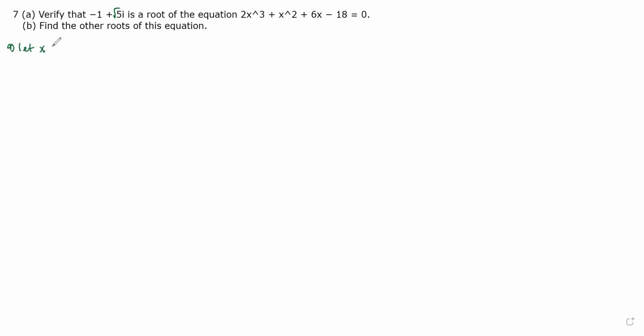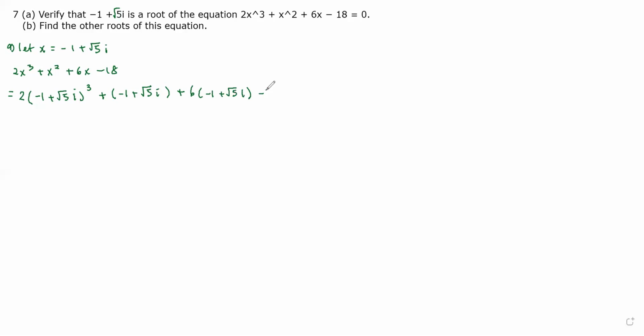We let x be -1 plus square root 5i, and then 2x cubed plus x squared plus 6x minus 18. This equals 2 times, now we replace x with -1 plus square root 5i, raised to the 3, plus x squared, -1 plus square root 5i, plus 6 times -1 plus square root 5i, minus 18. This is just a cube here.